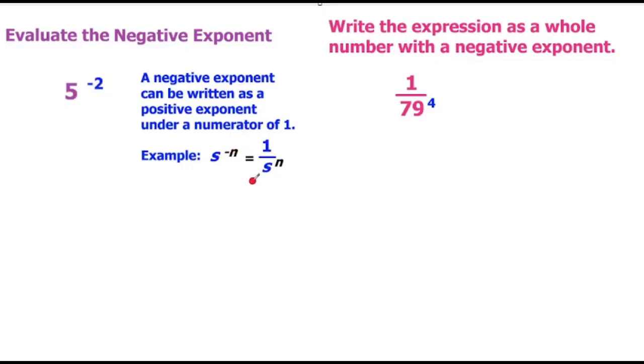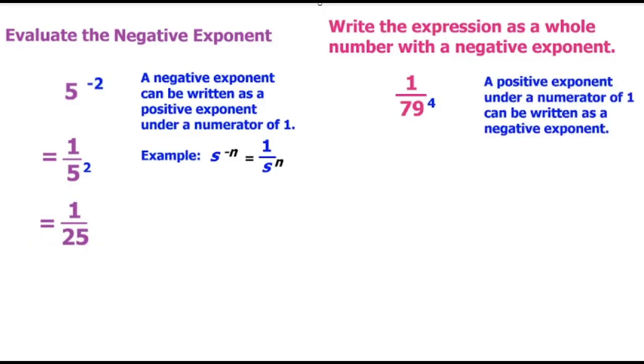What the words here mean as an arithmetic equation is, it just means s to the negative n is the same as 1 over s to the n, okay? So it becomes positive when it goes into the denominator. So when we rewrite this, we rewrite it as 1 over 5 squared, 5 to the power of 2, which equals 1 over 25.